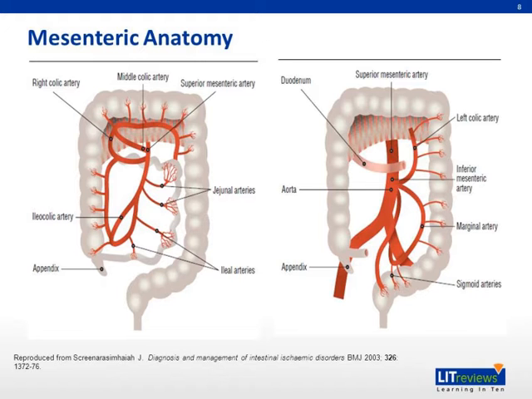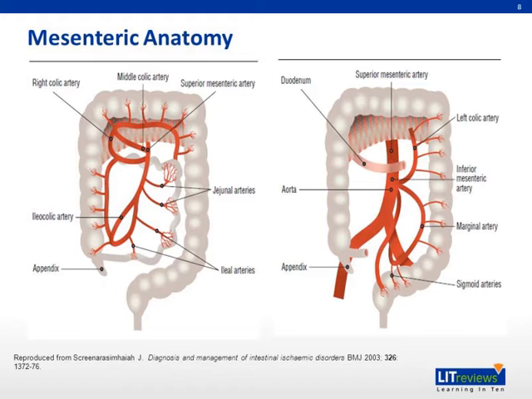The inferior mesenteric artery usually arises approximately 6 to 7 cm below the SMA. The IMA gives rise to the left colic artery, the sigmoid arteries, and the hemorrhoidal arteries. It is responsible for blood supply from the distal transverse colon to the rectum.